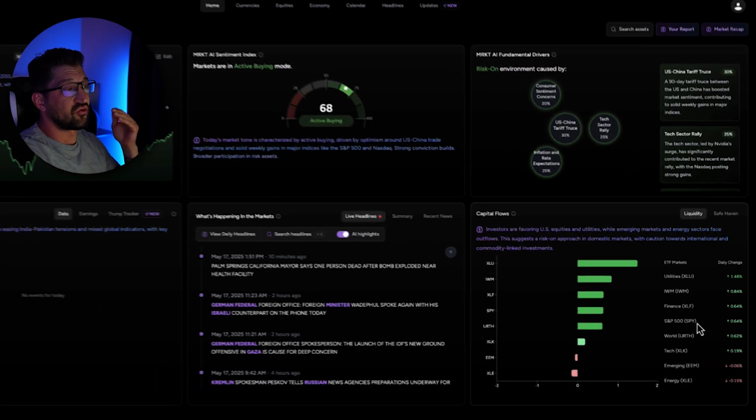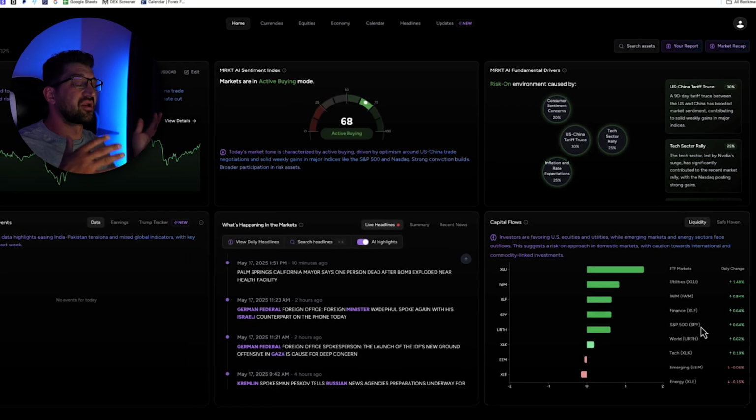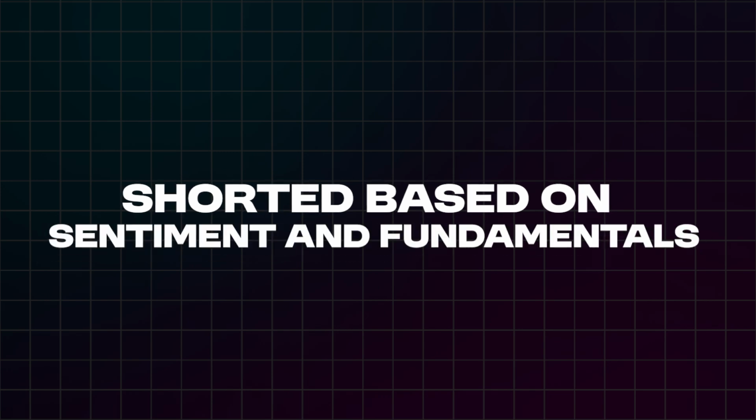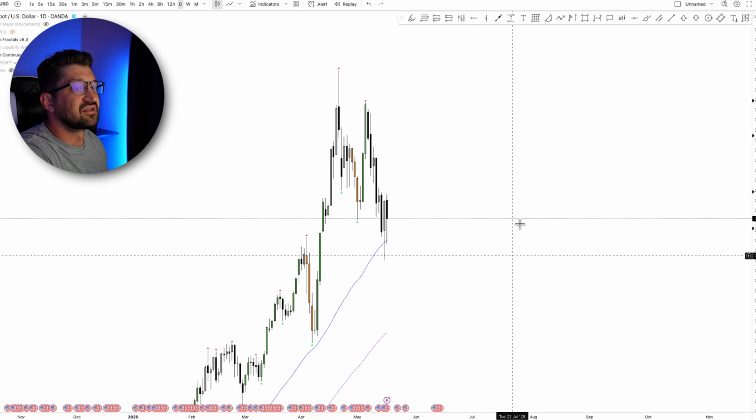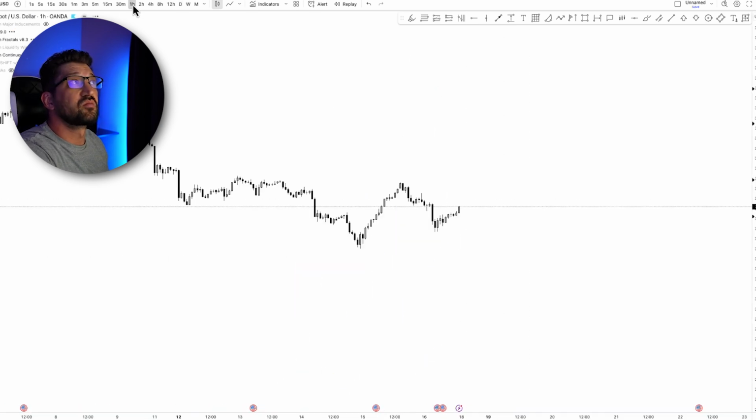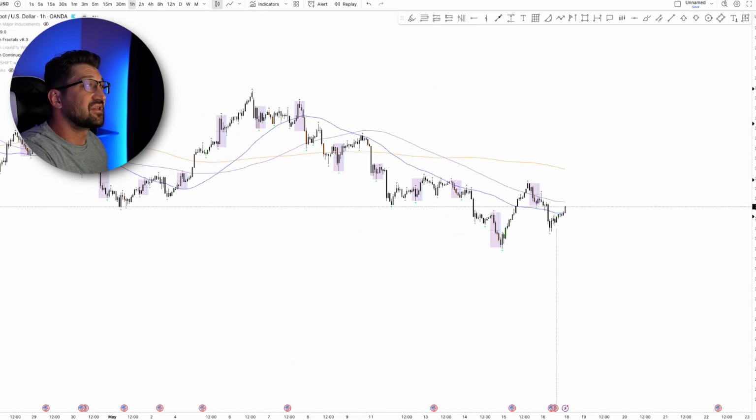I am going to show you a trade I actually took that I talked about in part 1, where I literally shorted based on sentiment and fundamentals. So let's jump on the chart and discuss that, and I will touch on market conditions and technicals a bit.